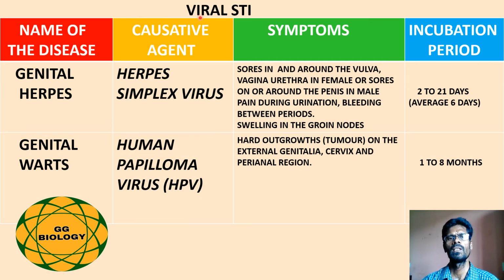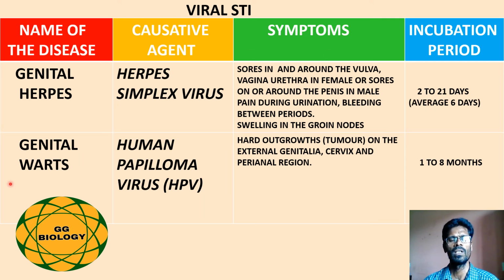The next is viral sexually transmitted infections, in which the first disease is genital herpes. Sometimes the virus affects the genital organs, so it is known as genital herpes. The agent is herpes simplex virus, and the symptoms are sores in and around the vulva, vagina and urethra in females, or sores on and around the penis in males, pain during urination, bleeding between menstrual periods, and swelling of the groin nodes. Usually the incubation period is 2 to 21 days.